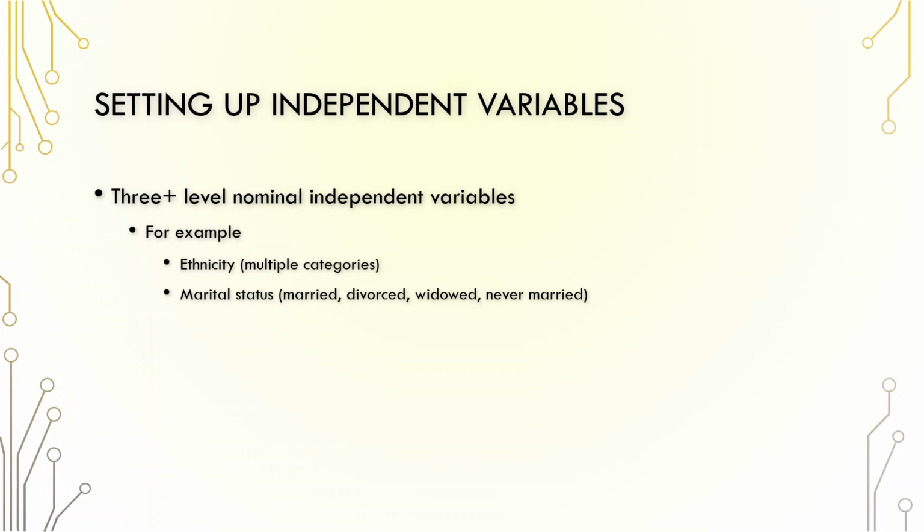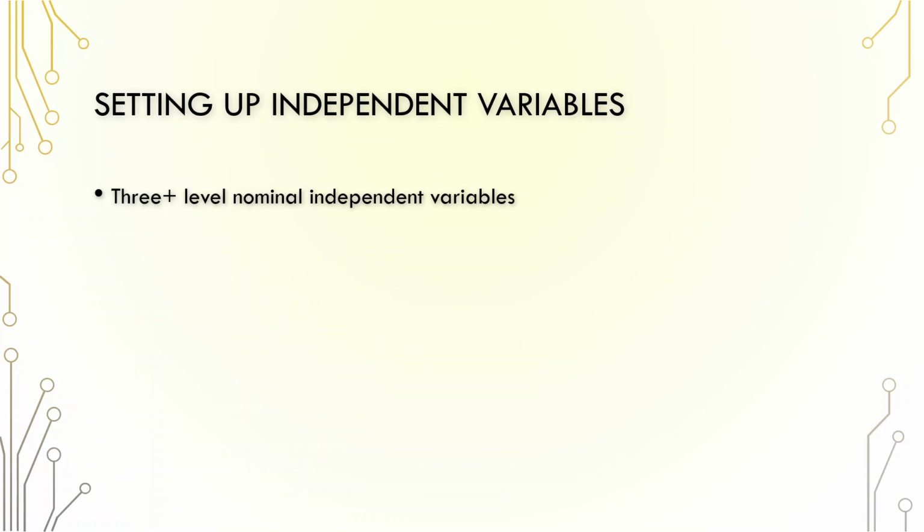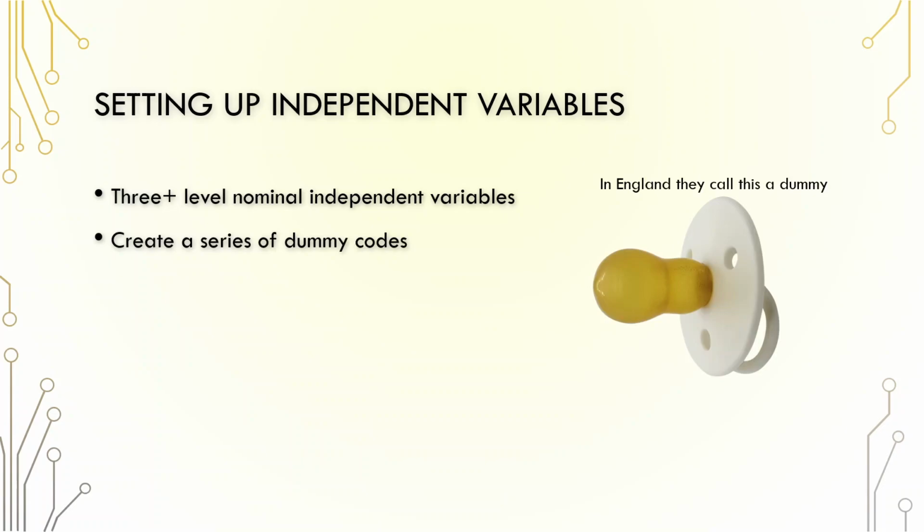So if you've got, let's say, ethnicity in multiple categories, or marital status in multiple categories, or favorite type of food, or favorite sport, those kind of things, or university attended, etc. So what we're going to do is we're going to create something called dummy codes.